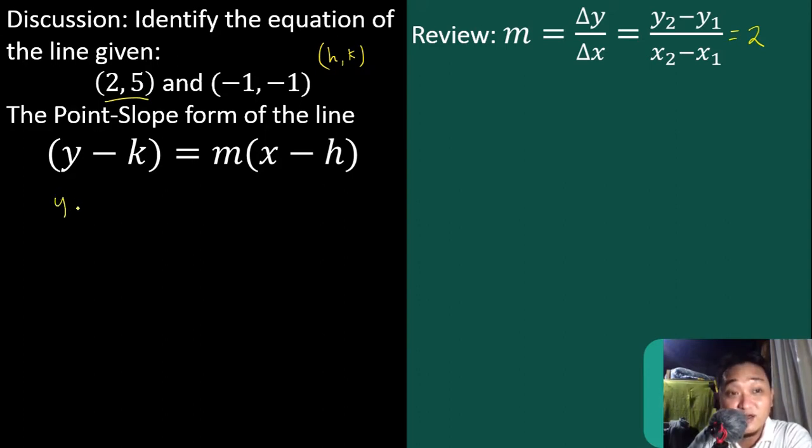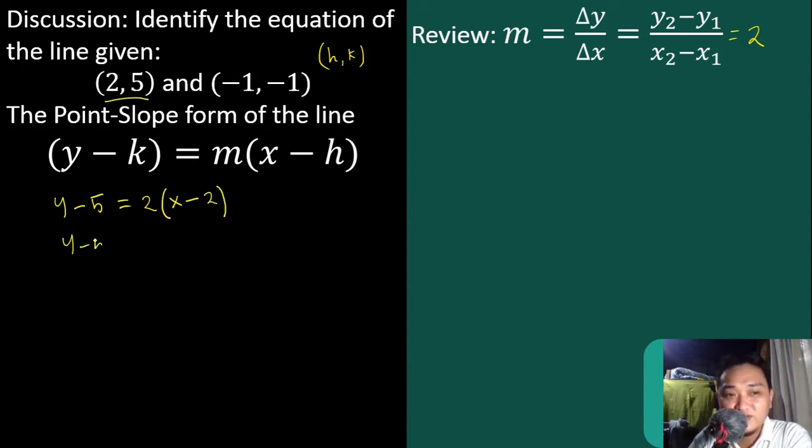So, that is Y minus, what will be our K? Our K is 5. It's equivalent to, our slope is 2 times, what will be our X? Our X is, yung what will be our H? Sorry po. Ang H po natin, siya po yung pinaka-X natin sa ating coordinates, which is 2. Yan. And now we can solve.